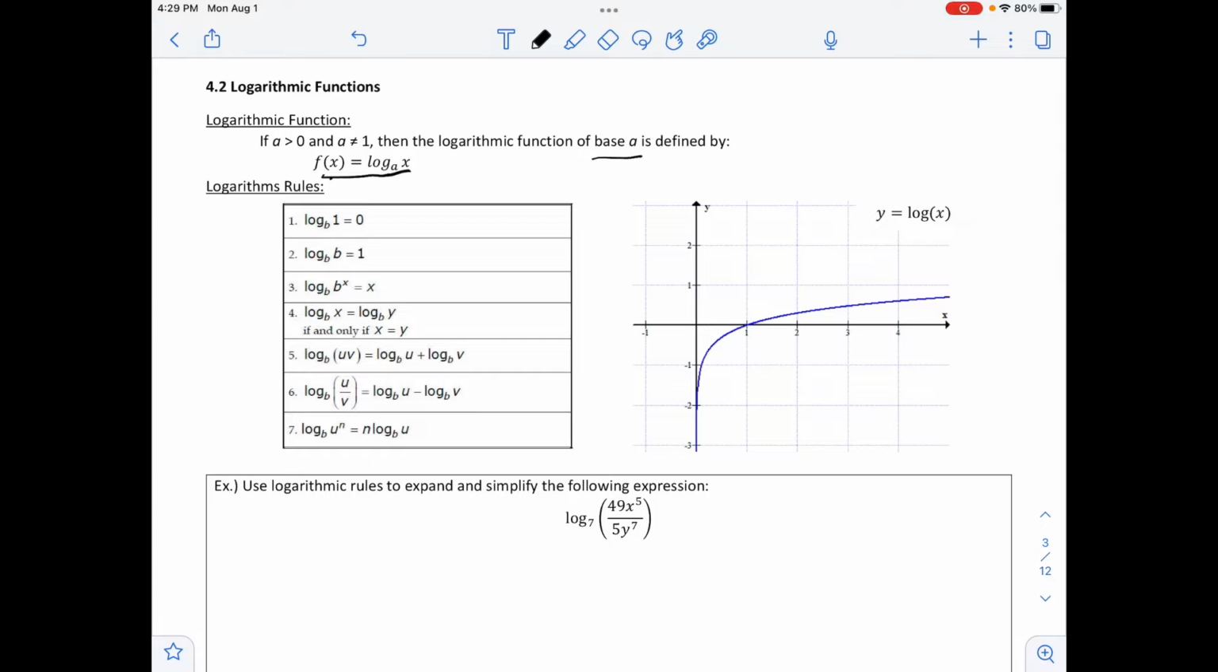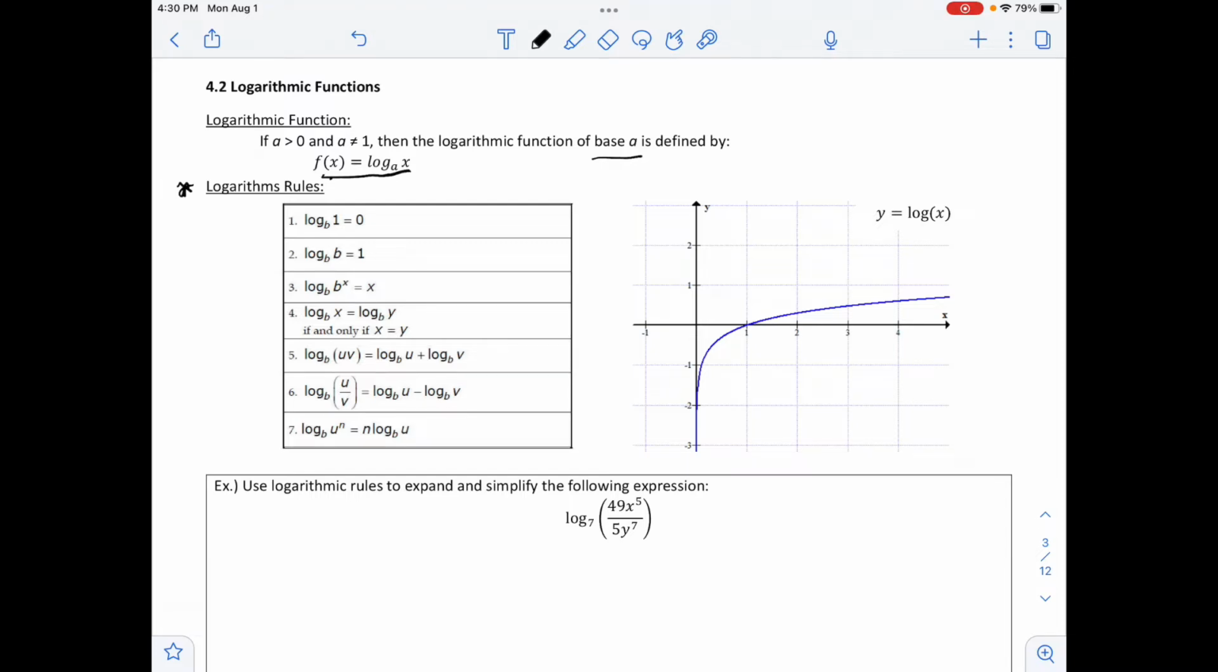Right below that we have some logarithmic rules that are good to know. First one is log of any base of 1 is equal to 0. The next thing is log base b of b. As long as that base and that value you're taking the log of are the same, then it would be equal to 1. 3 says log base b of b to the x power is just equal to x. And then 4 says log base b of x is equal to log base b of y if and only if x is equal to y.